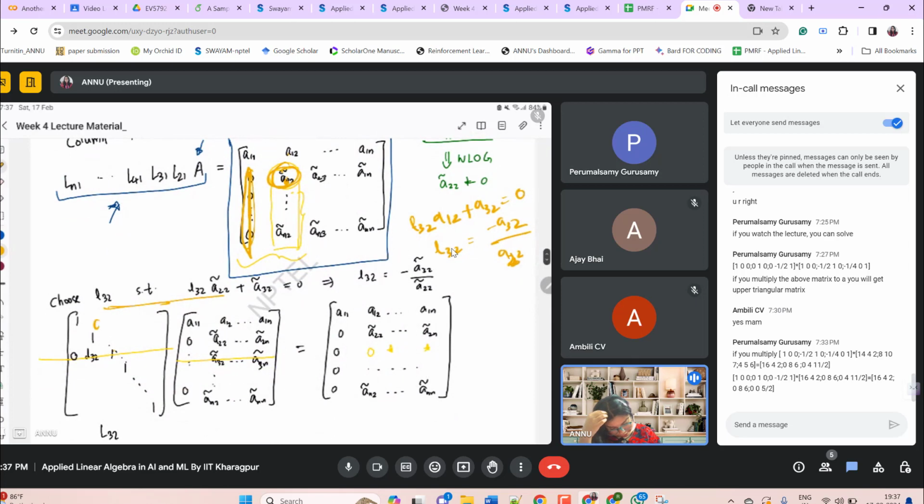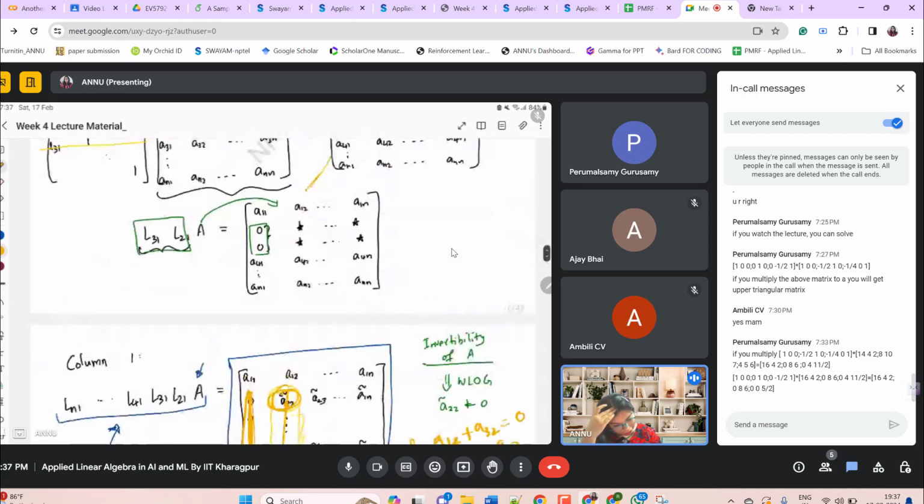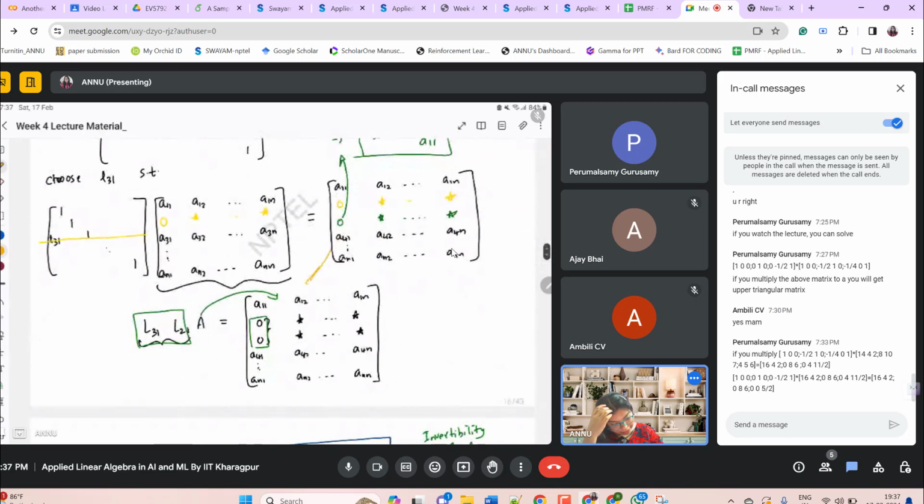L32. So this one is 0. Okay, sorry, it will be L22. Okay, I understood. This one, then this one. So yes, the L matrix here, this one is L inverse. These are what we are calculating: L21, L31, then L32, L41, then L32, then L42.